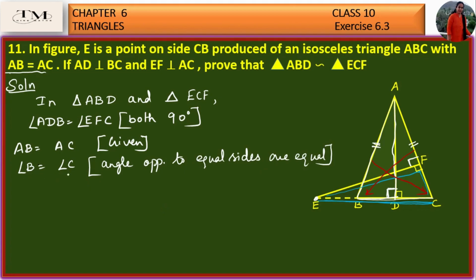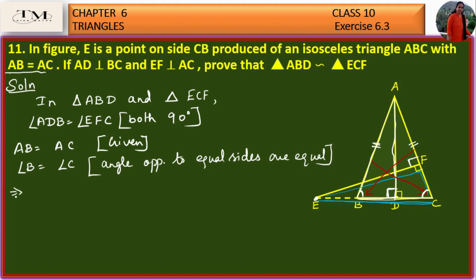So angle B is equal to angle C. Is it present in this triangle? Yes. So this is the angle B and this is angle C. Okay. So if we take the triangle, this white triangle ABD, it is angle ABD.